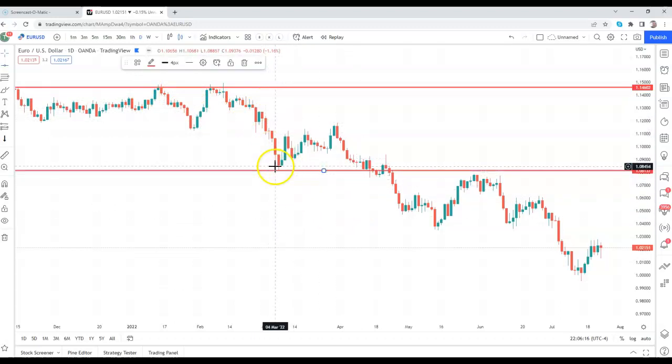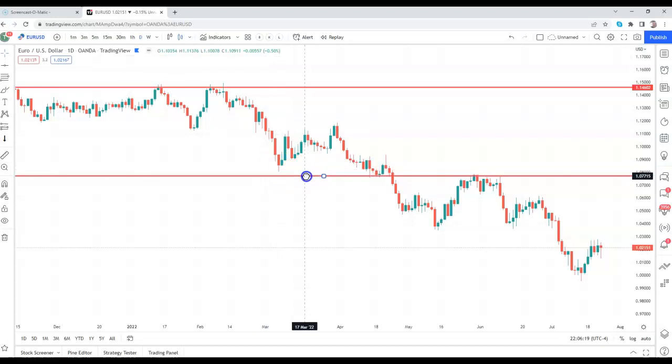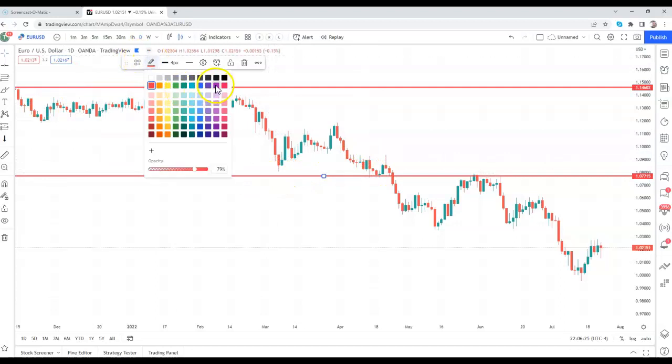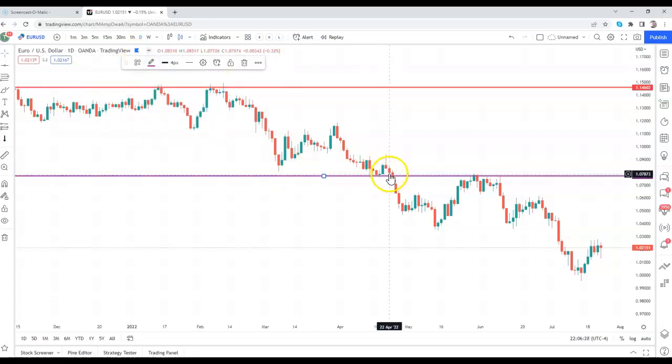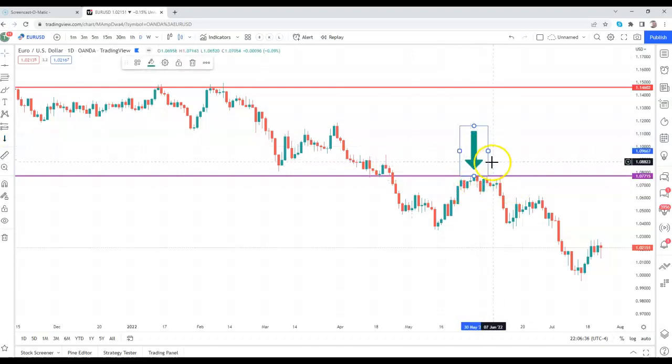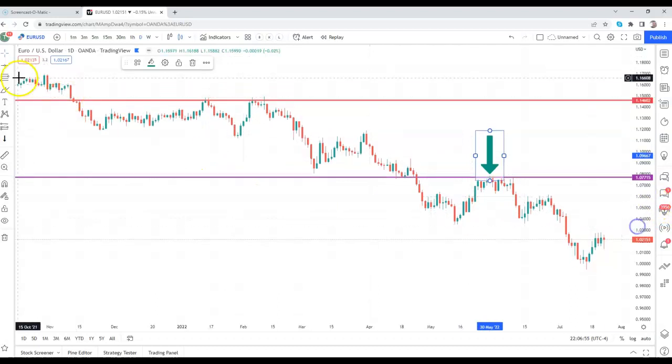So this area here is a very interesting area. It's acted as a support in the past. Yes, you see it has acted as support here and here. And then when we broke it here, we can see that price came back and retested this area. Within this area, it got rejected and dropped. So this would be a nice area that was support but has now flipped into a resistance. So I would draw this up as a purple line, so that way I know. And I'll do it bigger because the higher the time frame, the stronger that area and confirmation of that area will be.